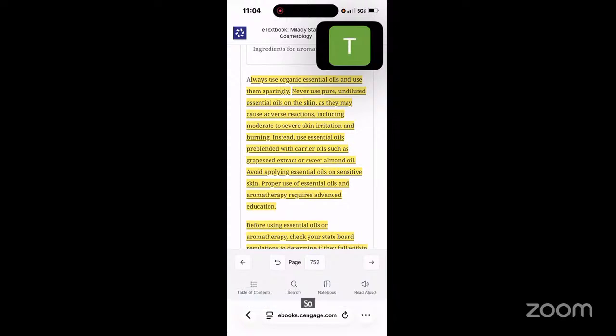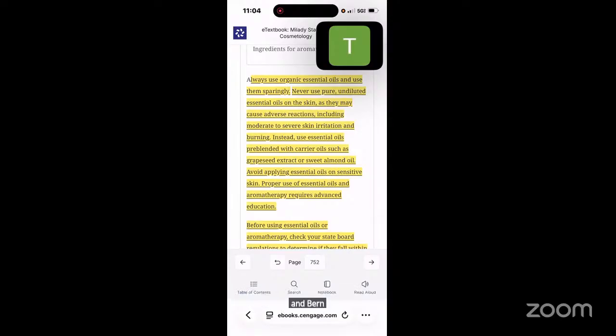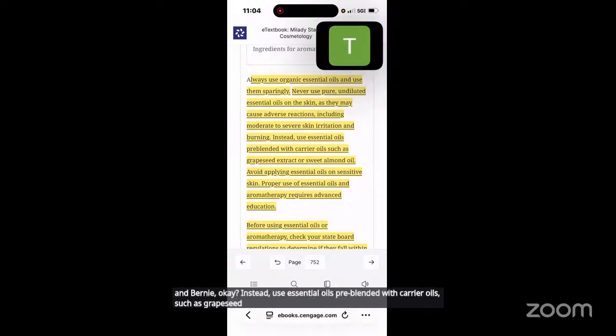It says never use pure undiluted essential oils on the skin, as they may cause adverse reactions, including moderate to severe skin irritation. So we can't do that. And burning. Instead, use essential oils pre-blended with carrier oils such as grapeseed extract or sweet almond oil.